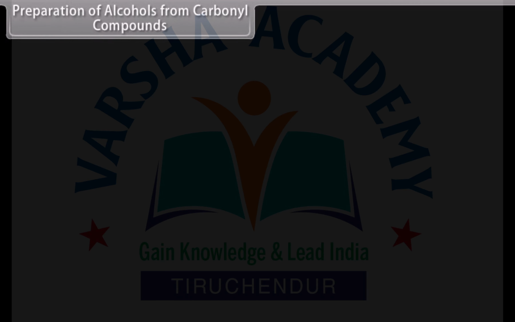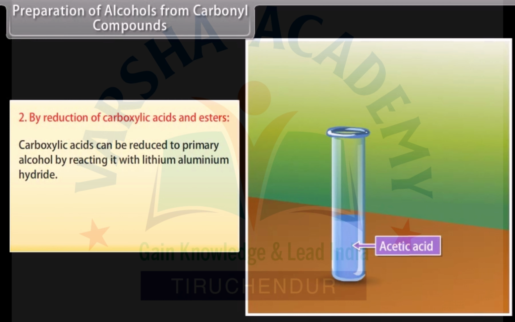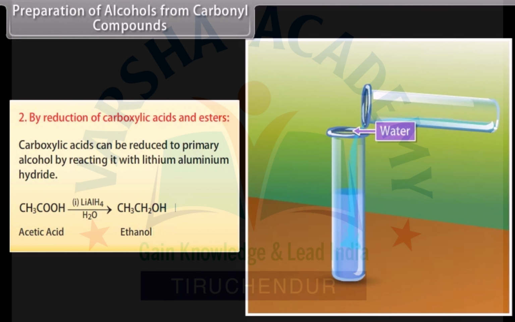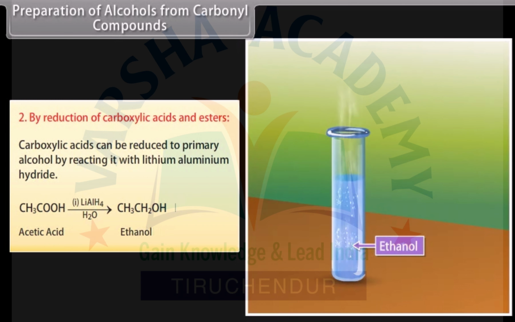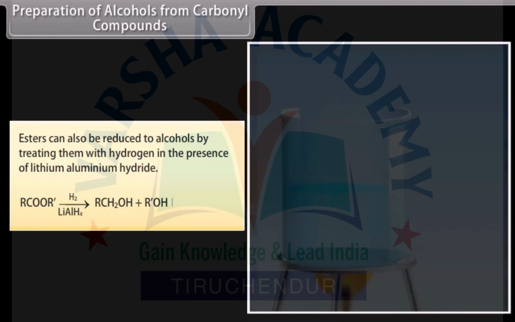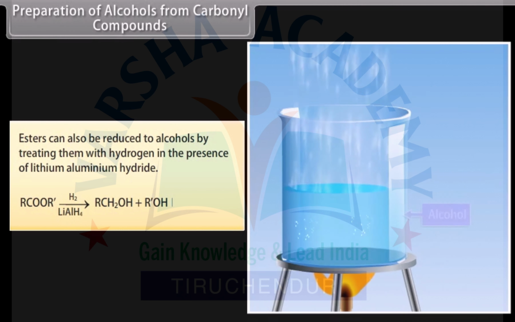From carbonyl compounds. By reduction of carboxylic acids and esters. Carboxylic acids can be reduced to primary alcohol by reacting them with lithium aluminium hydride. Acetic acid treated with lithium aluminium hydride, followed by water, forms ethanol. Esters can also be reduced to alcohols by treating them with hydrogen in the presence of lithium aluminium hydride. On treating esters with hydrogen in the presence of lithium aluminium hydride, it forms alcohol.